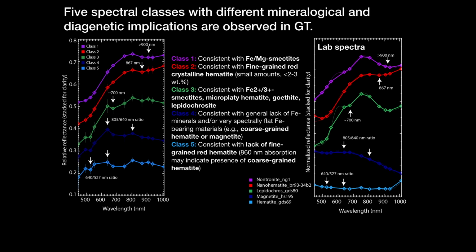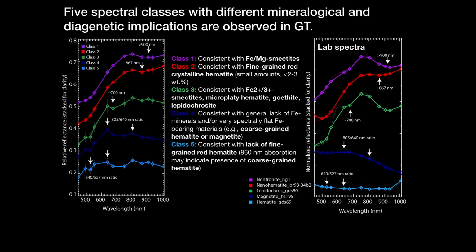Class 4 is consistent with a general lack of iron minerals and/or very spectrally flat iron-bearing minerals, some of which could include coarse-grained hematite or magnetite. This class is defined by the ratio of the 805 and 640 nanometer multispectral bands being approximately 1 or less than 1, so you get this general downwards trend in your spectrum.